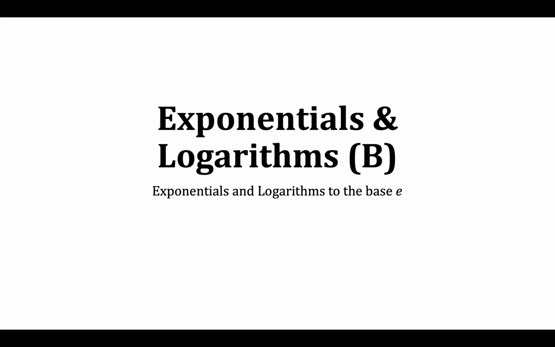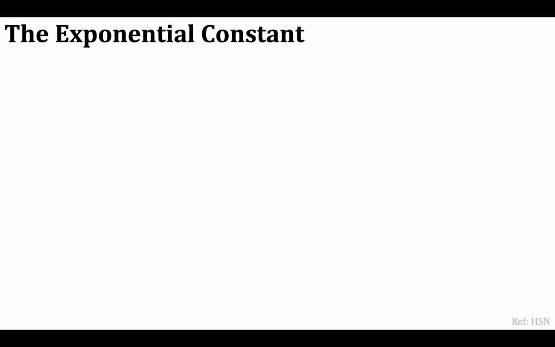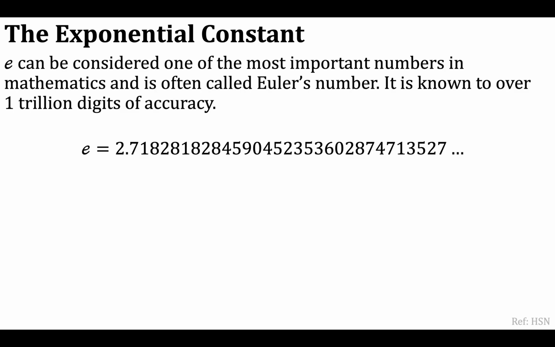In this video we're going to continue with the topic of exponentials and logarithms, and we're going to look at exponentials and logarithms to the base e. Now we previously learned, when we looked at exponentials and logarithms earlier in the course, about the exponential constant and how it's considered to be one of the most important numbers in mathematics, and it is also very often called Euler's number. It's known to over 1 trillion digits of accuracy, and you can see a few of those digits on the screen.